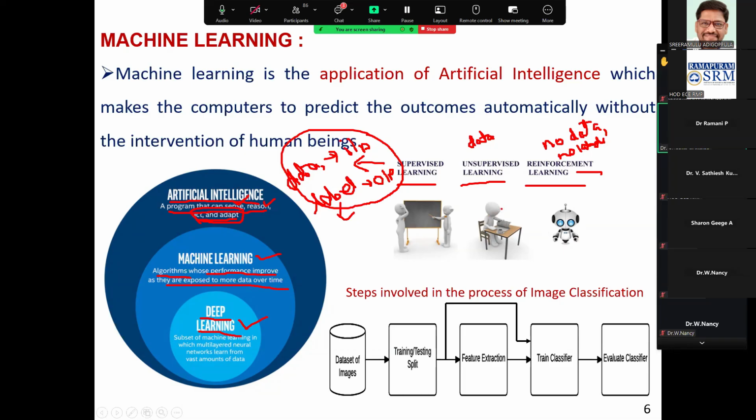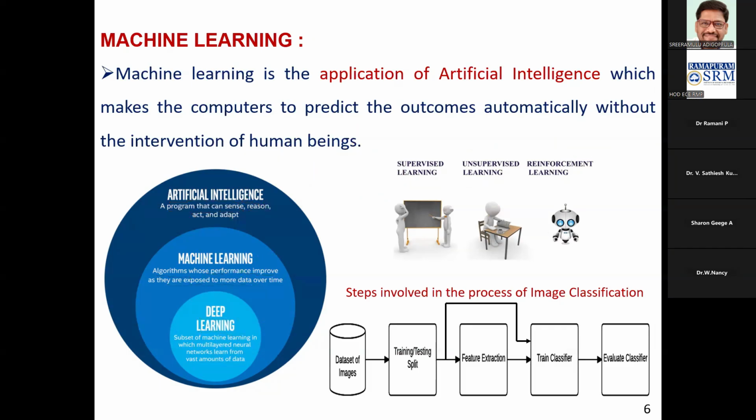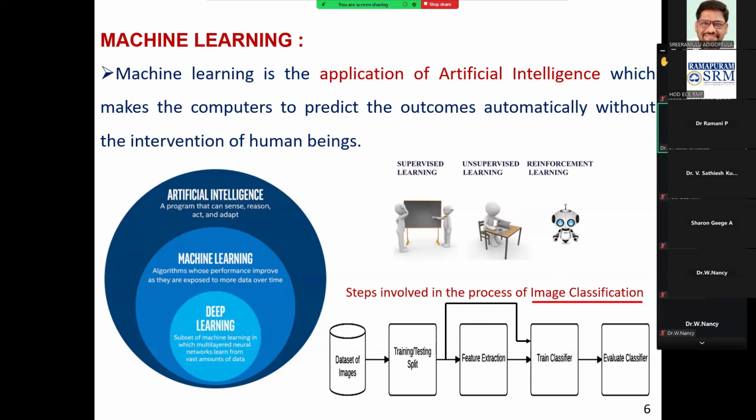Now let us look at the steps involved in a machine learning algorithm. I'm going to especially talk about an image classification scenario. So what is image classification? If I give an image to a model, the model should be in a position to put an appropriate label from a finite set of labels given to it, right?